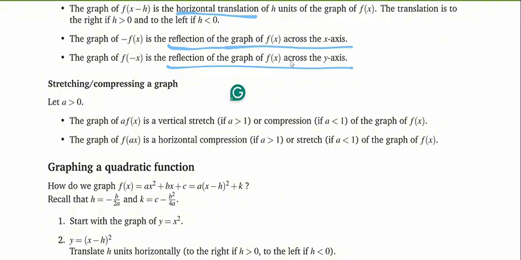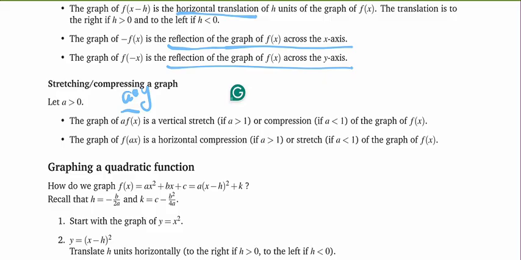If you take a times f of x, that is a vertical stretch if a is greater than 1, or a compression if a is a fraction. So for instance, if a is equal to 2, logically you're stretching your graph by a factor of 2 vertically because a is multiplied by f of x. This might as well be called a times y. So if you're multiplying this by y and your a is greater than 1, you're going to stretch this. 2 times y is twice the length of the original y, so it's a stretch.